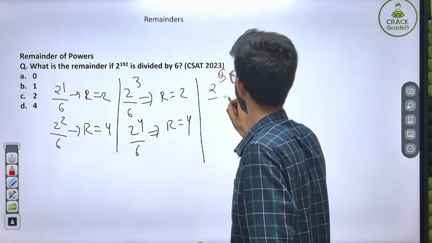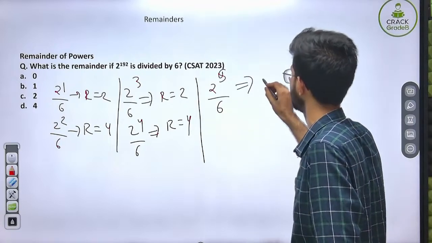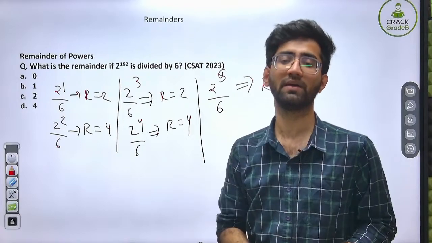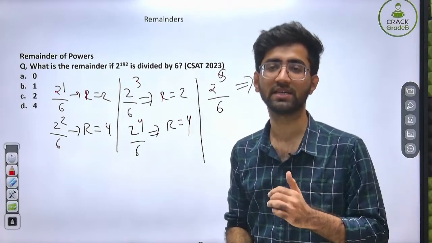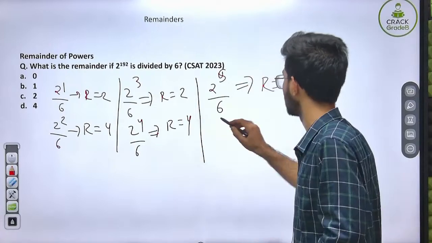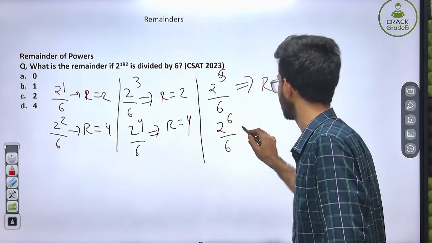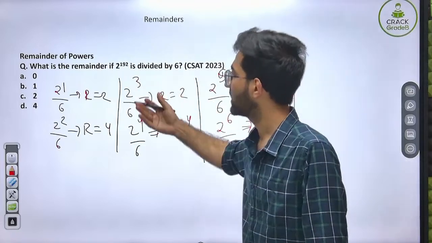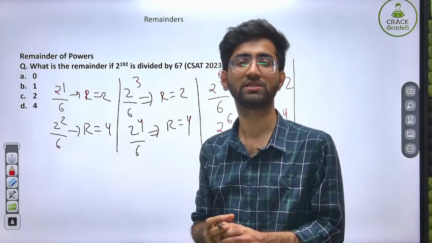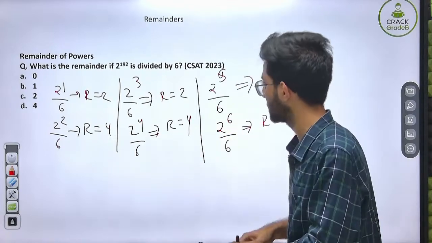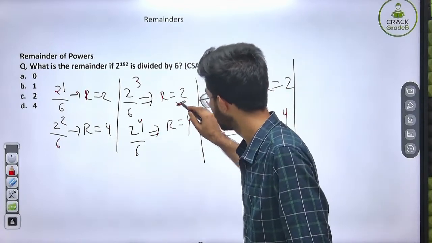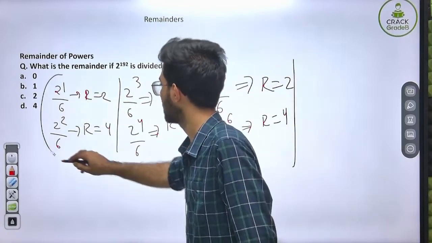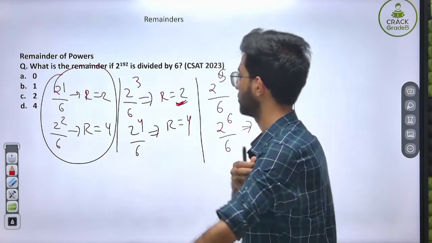If you divide 2 to the power 5 by 6, you will find that the remainder is 2. See, 2 to the power 5 is 32, and if you divide 32 by 6, the remainder is 2. If you divide 2 to the power 6 by 6, again the remainder is 4. So once you get comfortable with this kind of question or concept, you don't need to solve it till this point. At this point, you found that the remainders have started to repeat.